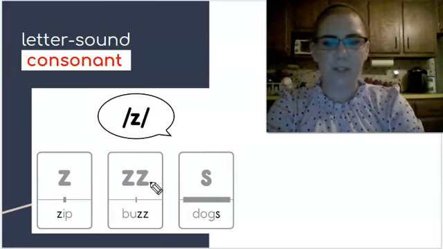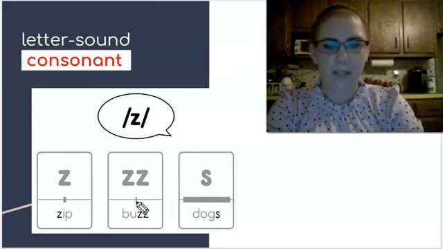Another option is 2 Z's, as in buzz. In the word buzz, the sound has 2 Z's, but that power bar is even smaller than 1 Z. That means it's even less common.